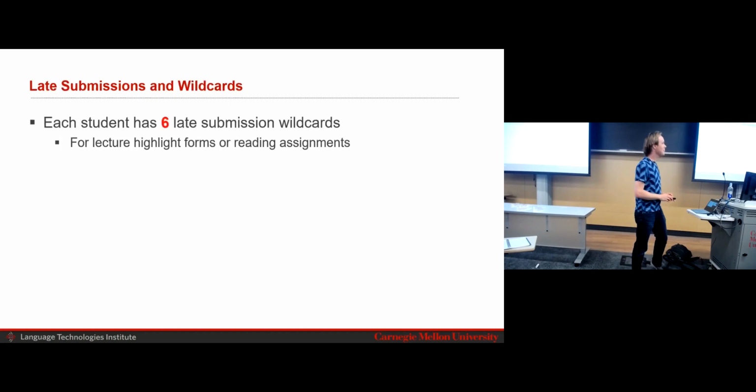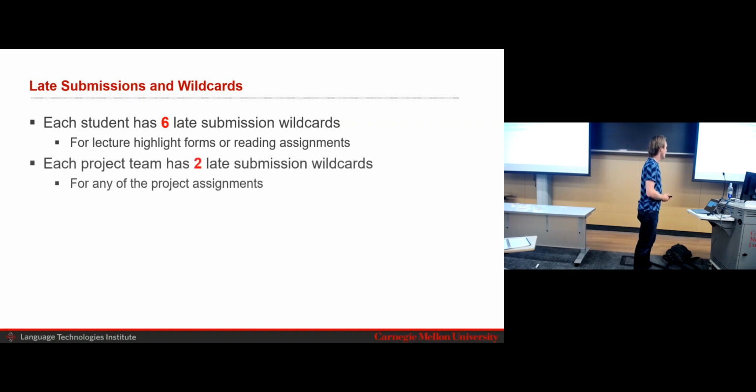Okay, so we understand, especially for the last 2 years, that things happen. It's possible you need extra time for health reasons or other reasons, for travel, for a conference. So we really want you to not stress. I mean, learning should be a fun experience. So we are putting in 6 wild cards for either lecture highlight or reading assignment. These are automatic, so you don't need to notify us. If you're delayed, we'll automatically take one from your bank. You can email or message us if you'd like to know how many you have left, but you can count as well.